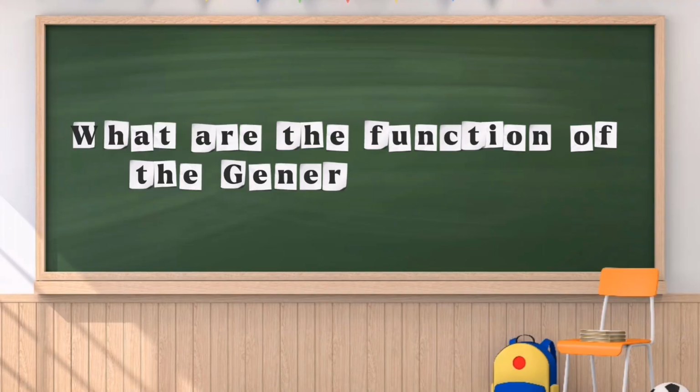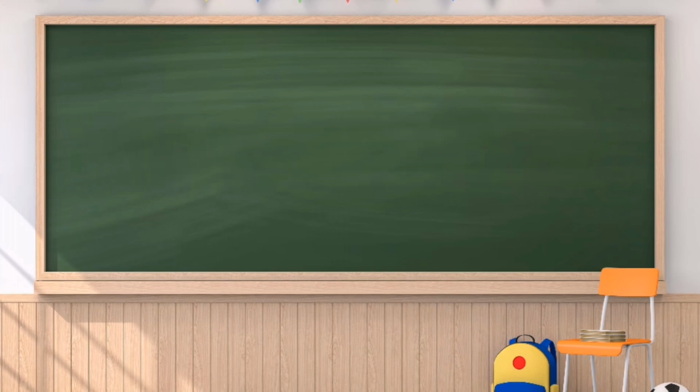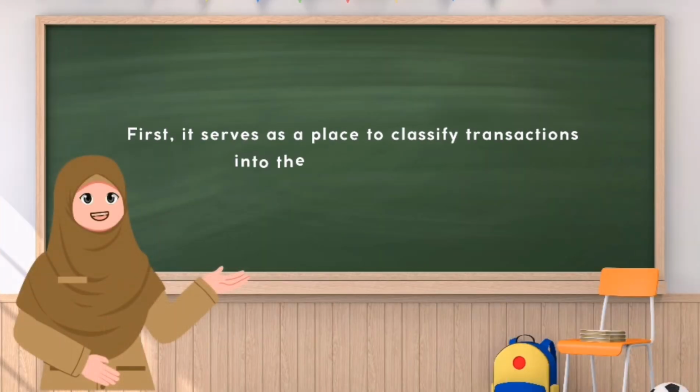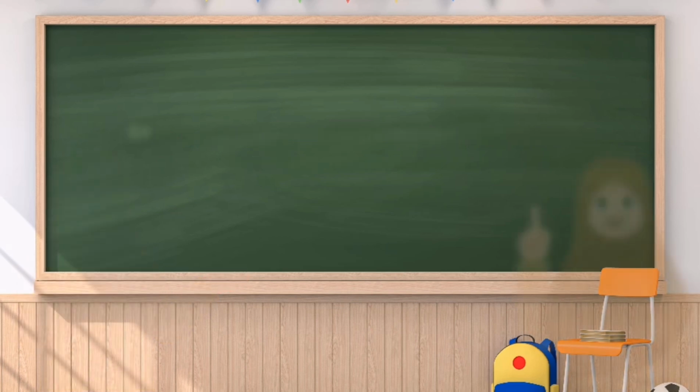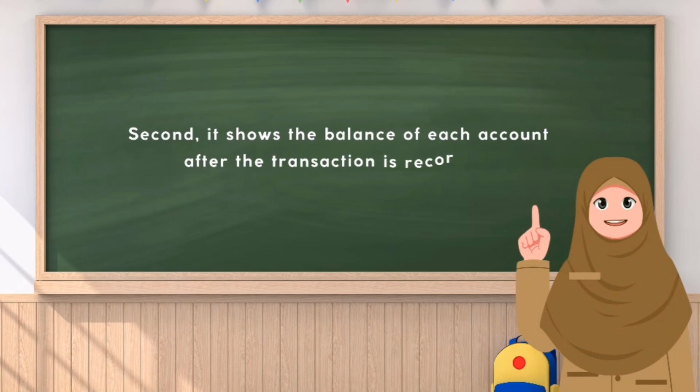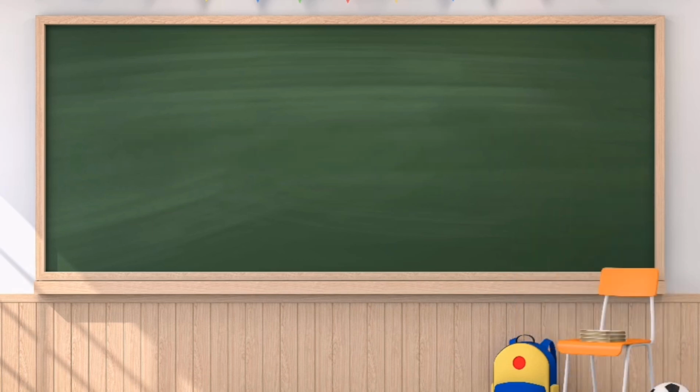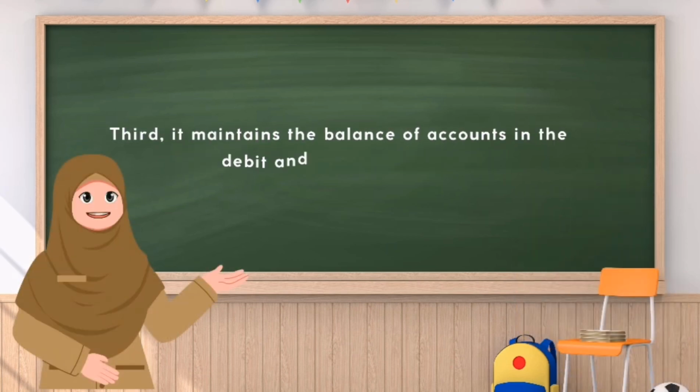What are the functions of the general ledger? First, it serves as a place to classify transactions into the correct accounts. Second, it shows the balance of each account after the transaction is recorded. Third, it maintains the balance of accounts in both the debit and credit columns.